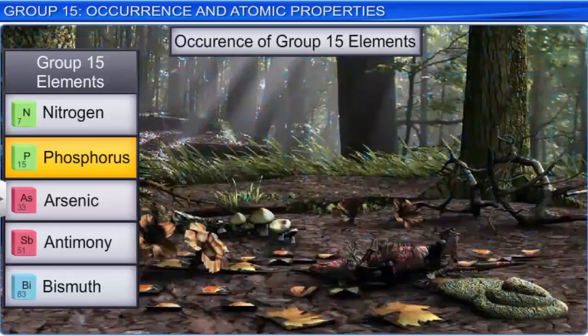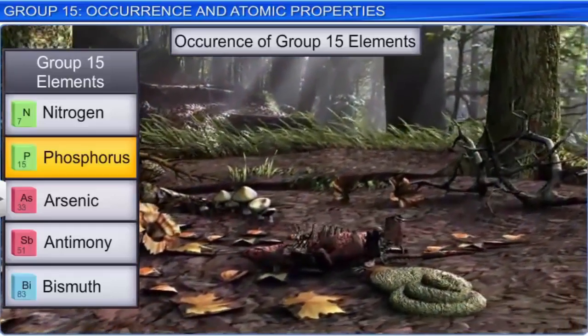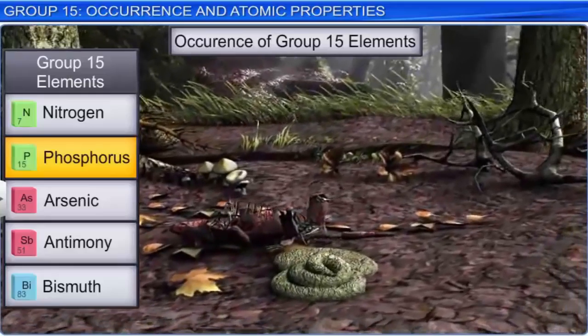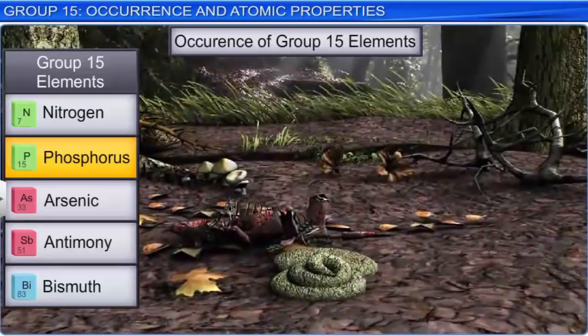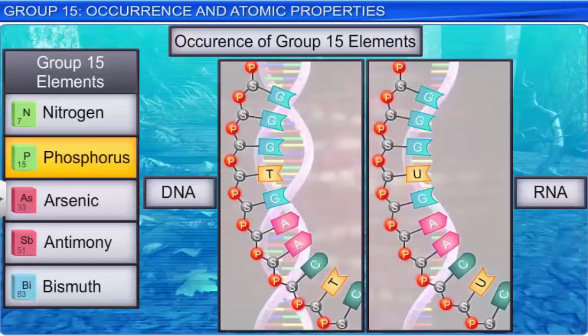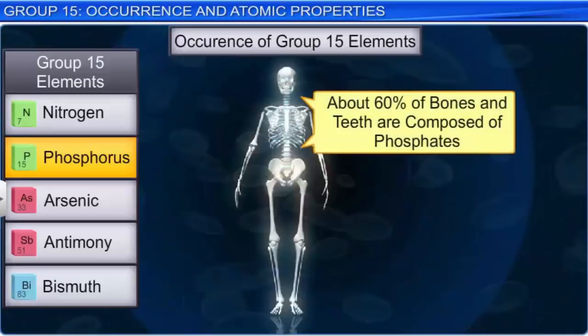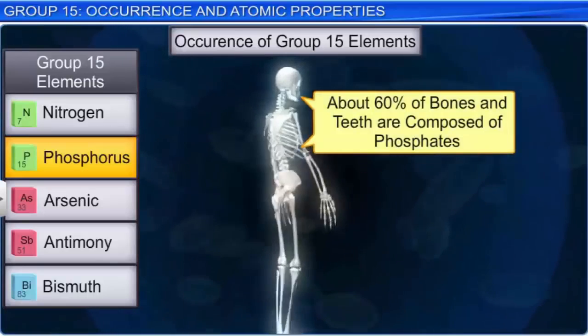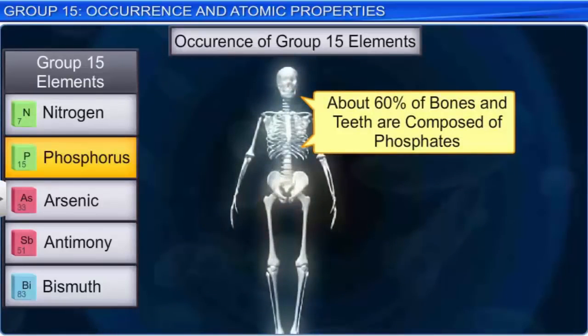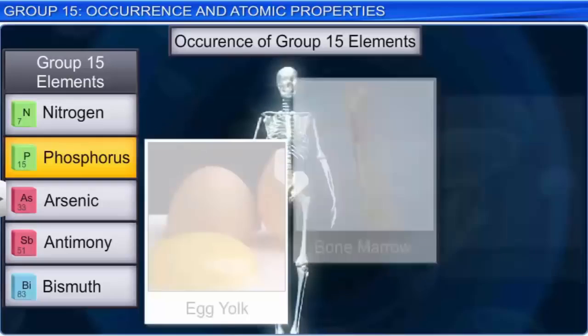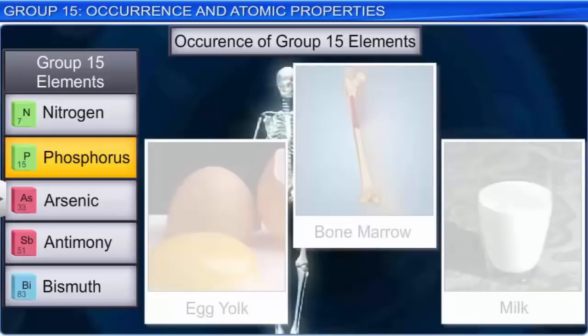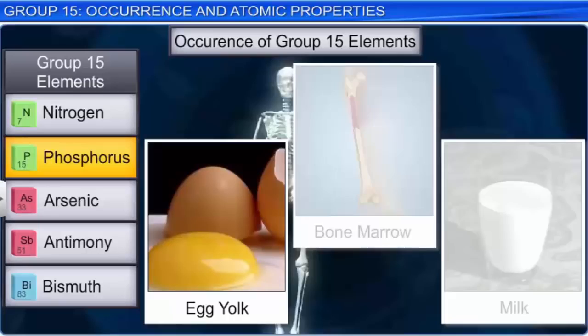Phosphorus is an essential constituent of plant and animal matter. Phosphate groups are among the important constituents of nucleic acids, that is, DNA and RNA. About 60% of bones and teeth are composed of phosphates. Phosphoproteins are present in egg yolk, bone marrow, and milk.